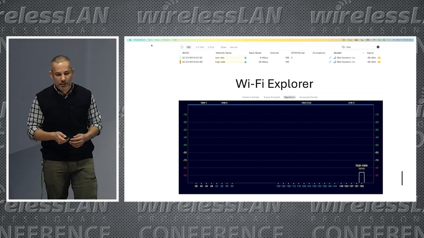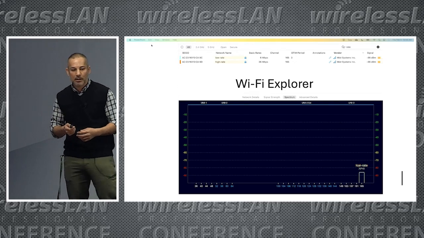Here's another quick screenshot. I started with around negative 86 dBm using Wi-Fi Explorer.